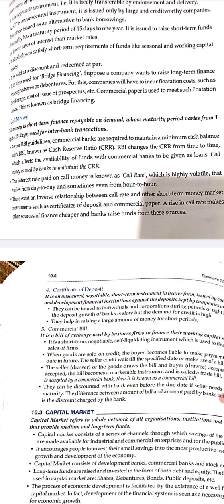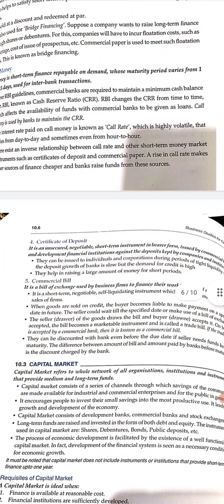And last one is commercial bill. It is a bill of exchange used by business firms to finance their working capital requirement. Short-term negotiable self-liquidating instruments which is used to finance the credit sale of firms. When goods are sold on credit, the buyers become liable to make payment on specific date in future. The seller could wait till the specified date or make use of bills of exchange, right?